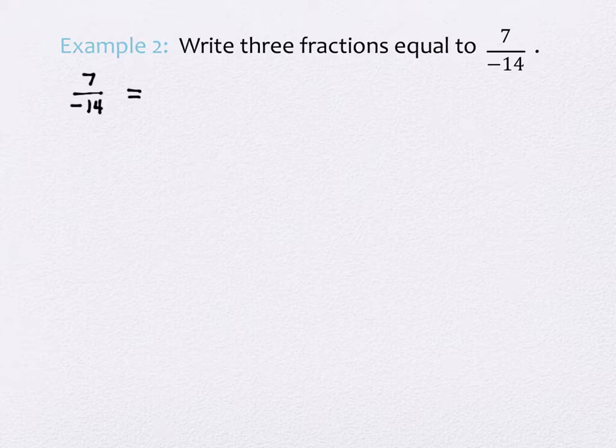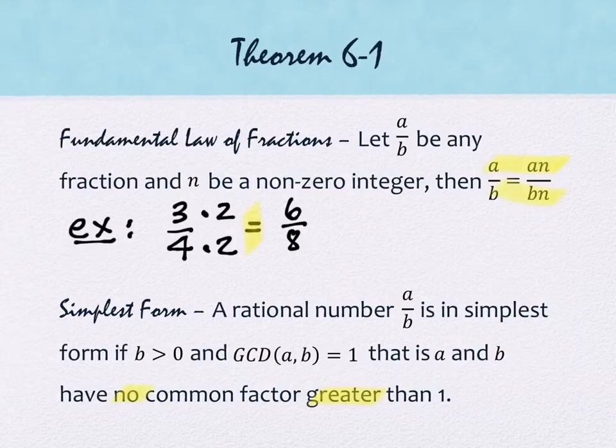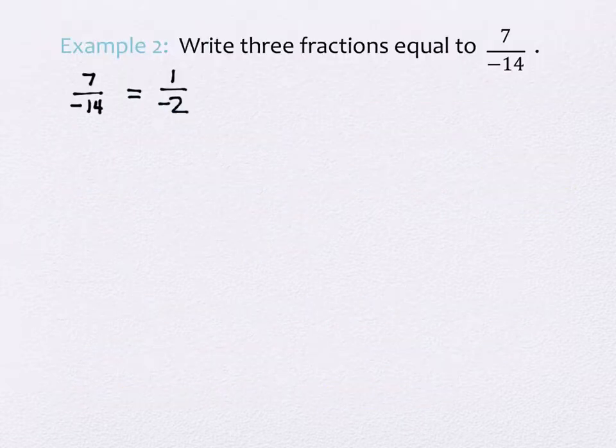Somebody tell me one of them that you wrote down. Anyone? 1 over negative 2. So what did you do to the numerator and denominator to get that? Yeah, so the fundamental principle over here talks about multiplying. Division works too because division is really just multiplying by fractions. And fractions are rational numbers, so if you multiply by the fraction 1/7 on the top and 1/7 on the bottom, you would equivalently get 1 over negative 2.